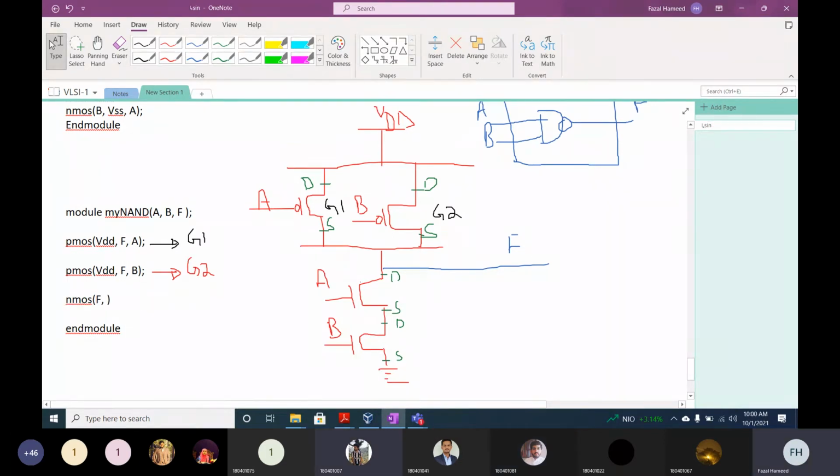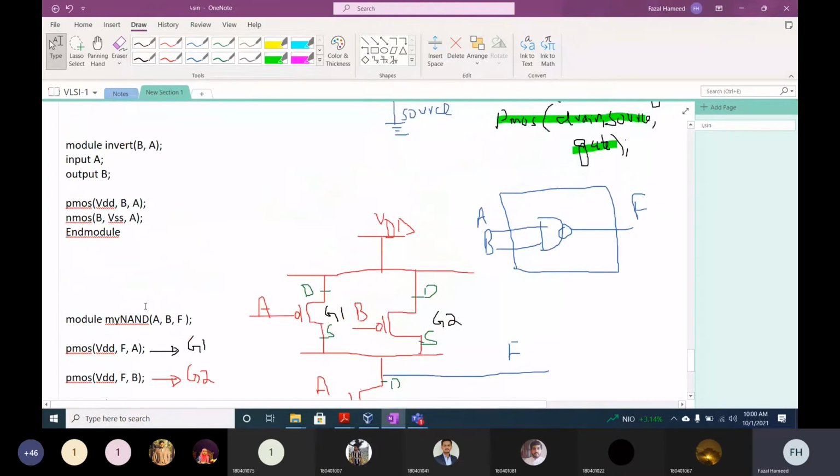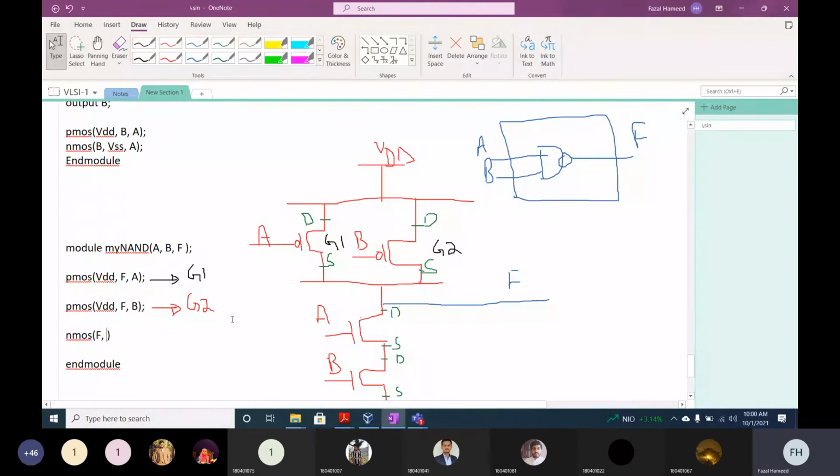Sir, after this, there will be a wire, right? Yes, we need a wire. Very good. F is your output, and that is drain. Then source. What is source? Now we need a wire. So we need a wire. I will call it C1. You can call it anything. Then first we have to define the inputs. We didn't define the inputs. Okay. Input.